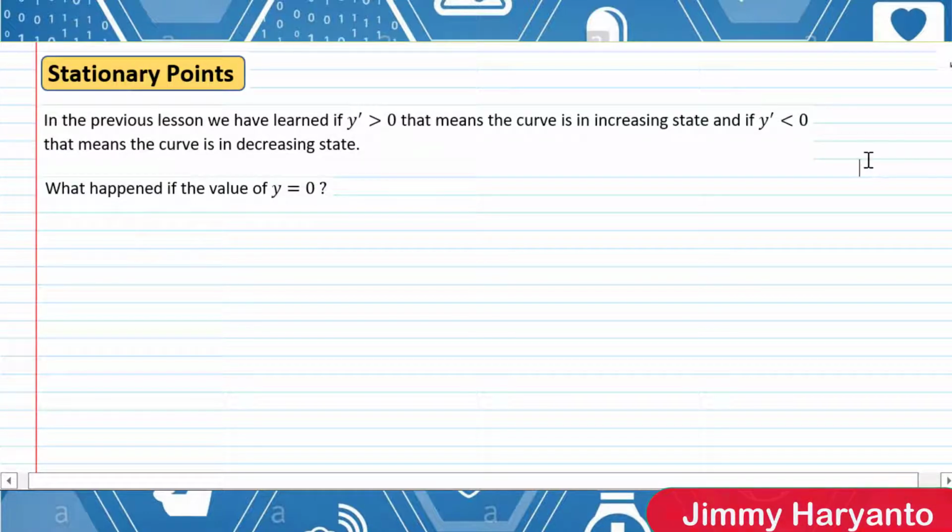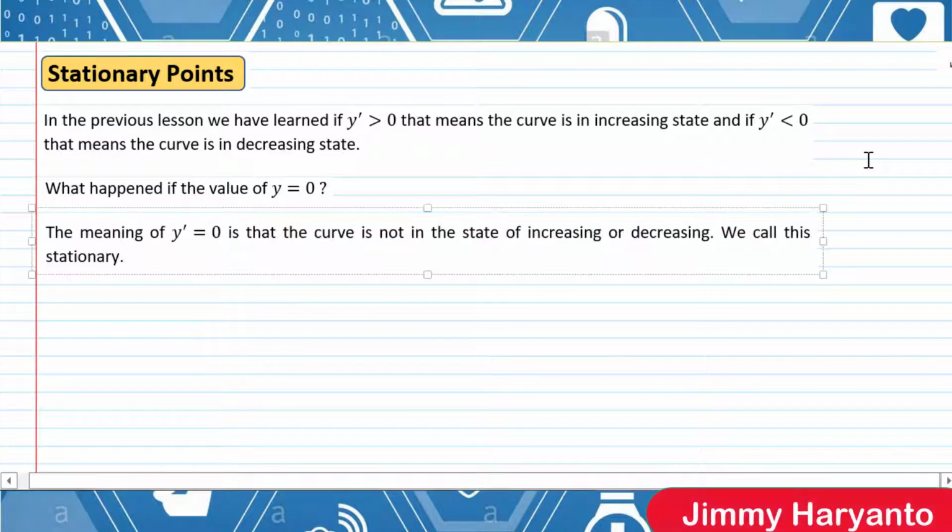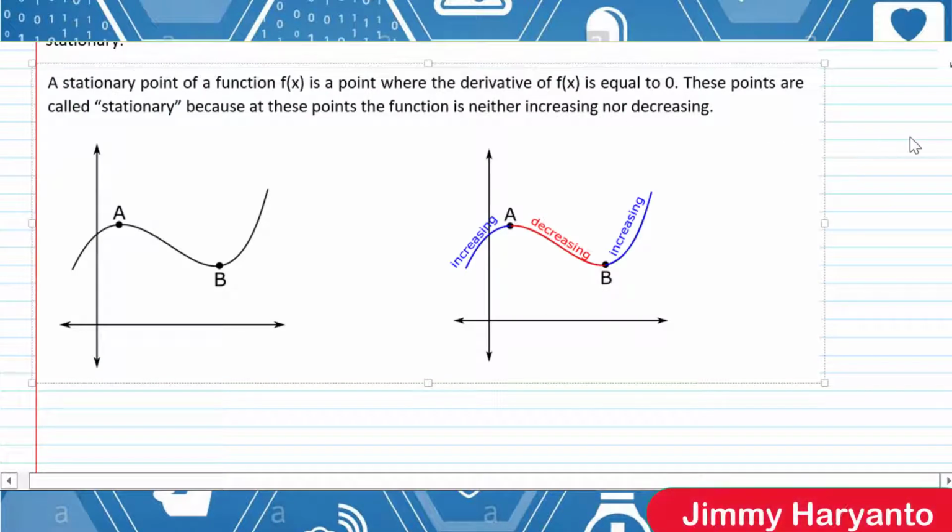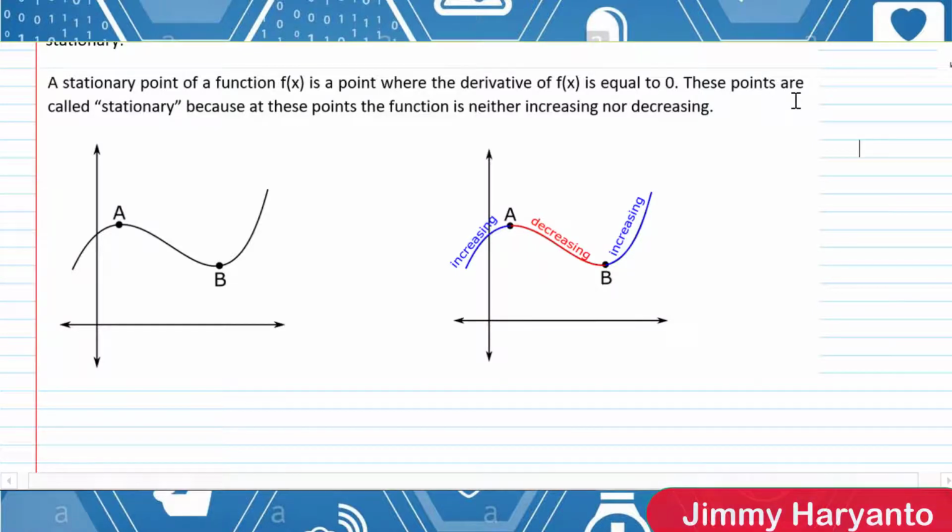So what happens if the value of dy/dx equals 0? That is not y equals 0, but dy/dx. The meaning of dy/dx equals 0 is that the curve is not in the state of increasing or decreasing. We call this stationary. A stationary point of a function f(x) is a point where the derivative of f(x) equals 0. These points are called stationary because at this point the function is neither increasing nor decreasing.